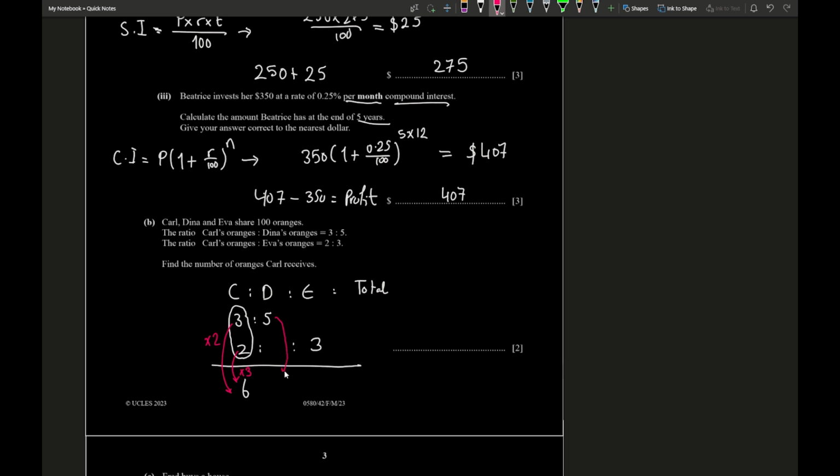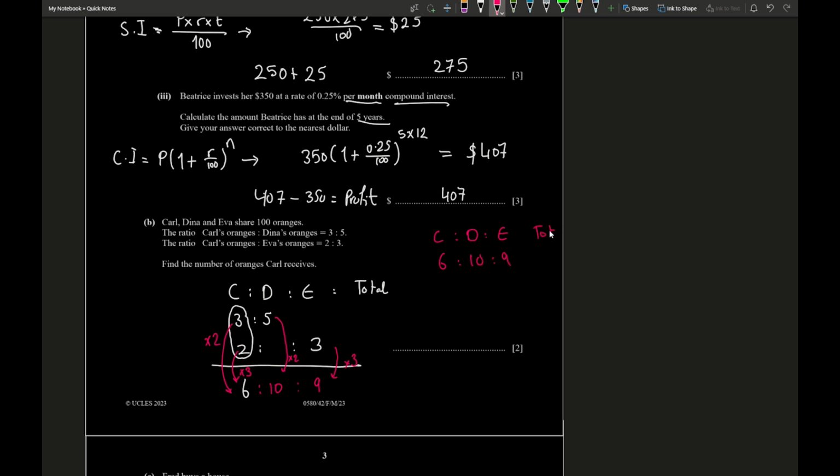You'll multiply 5 by 2 because that's what we did with 3, and you'll multiply 3 by 3 because that's what we did with 2. ف5 times 2 is 10, and 3 times 3 is 9. And here you go, this is the ratio Carl to Dina to Eva. Okay, عندنا Carl to Dina to Eva is equal to 6 to 10 to 9.